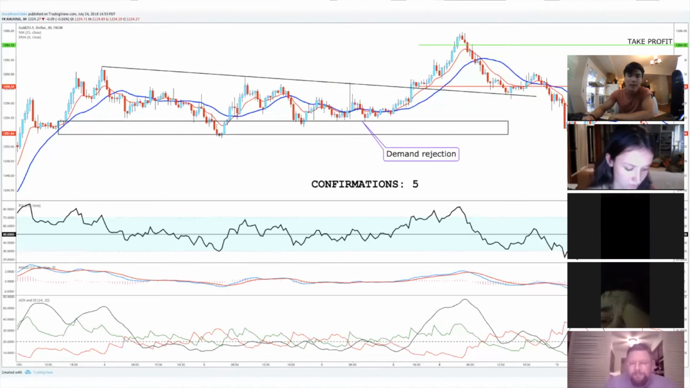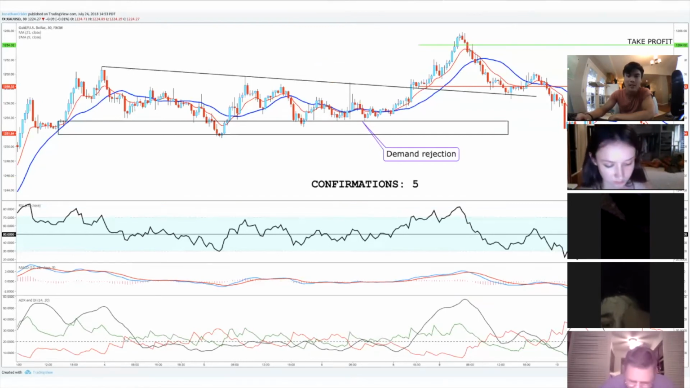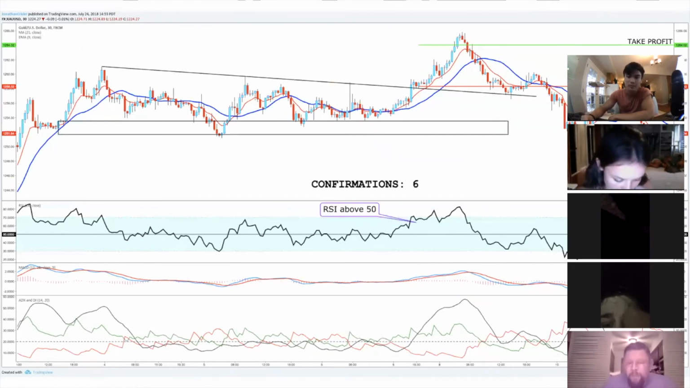Now it's at a demand zone, and we can see that there is demand rejection, which basically means that there is a surplus, which means that there needs to be more supply since demand has been met repeatedly, telling us the price is going up.